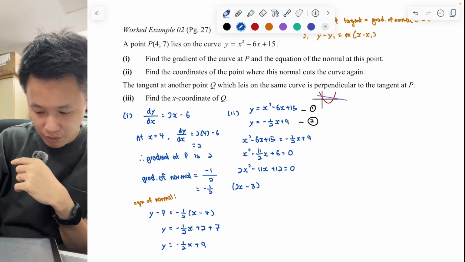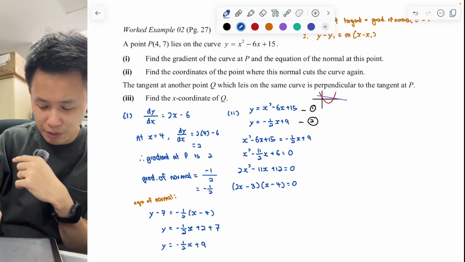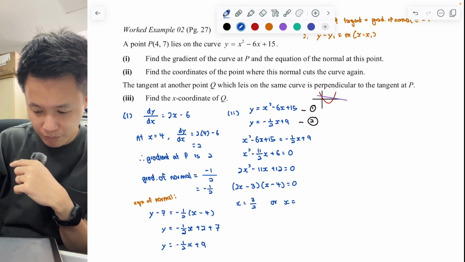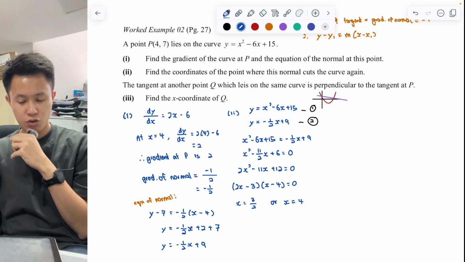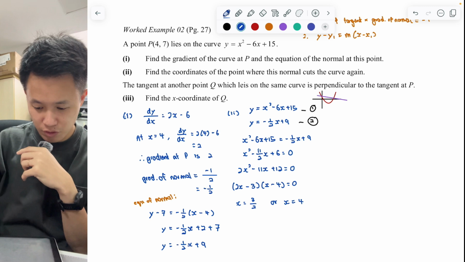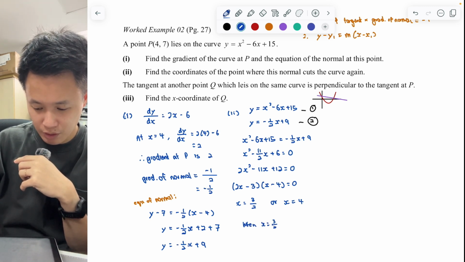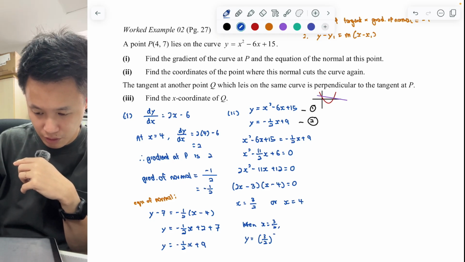2x minus 3 and x minus 4 equals 0. And we have x equals 3 over 2 or x equals 4. So the other coordinate is when x equals 3 over 2. So when x equals 3 over 2, y is, you simply just sub it back into the equation.